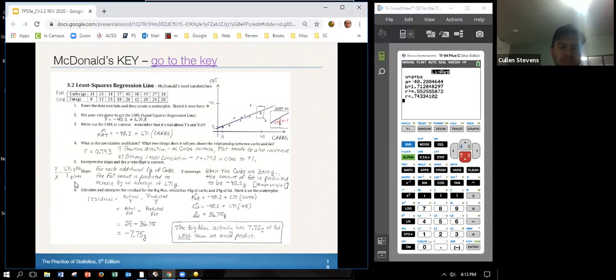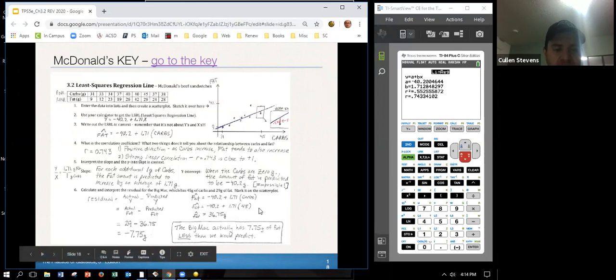Calculate and interpret the residual for a Big Mac. That's the one that has 45 grams of carbs and 29 grams of fat. So mark it on the scatter plot. If we look on the scatter plot here, we can see that we have an actual, it's 29, but it was predicted by our model, and we put the prediction right in here, to have 36.75 grams of fat.